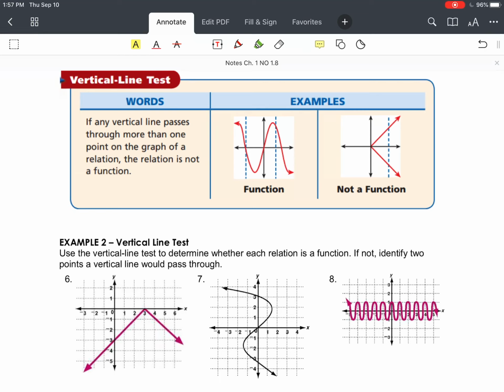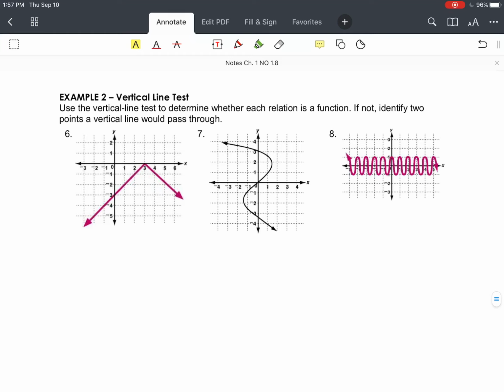All right, last thing on a graph: another way to figure out if a relation is a function is to use the vertical line test. If you draw a vertical line and it hits the graph in only one spot, like here, it hits the graph only once, that relation is a function. If you draw a vertical line and you can hit more than one spot on that graph, like here and here, that relation is not a function. It's pretty easy to tell on a graph if it is a function or not.